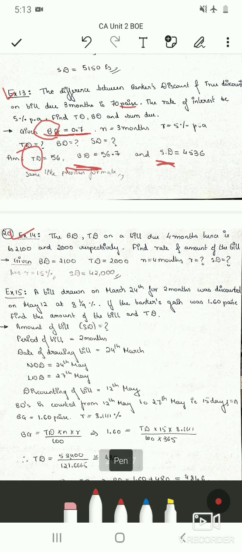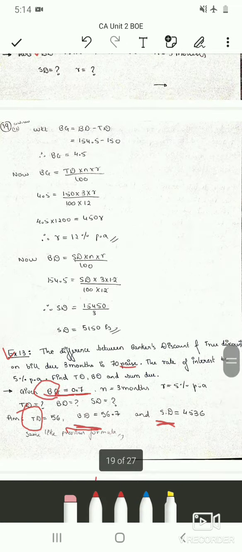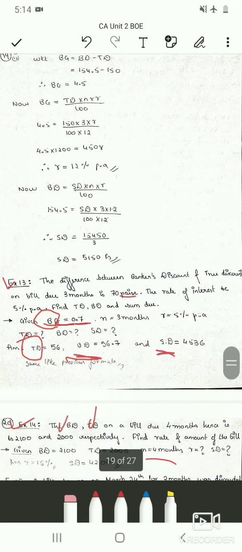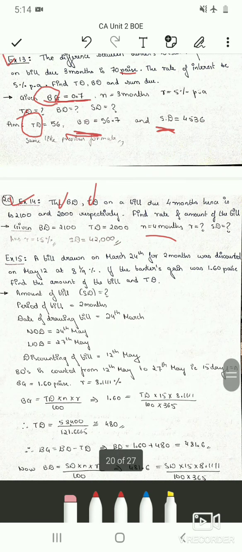So the 14th problem is they have given the banker's discount and true discount and period, and you have asked to find out R, the rate of interest, and the amount of the bill, same like your 12th problem. So solve this. I have mentioned the answers so that you can verify your answers later.